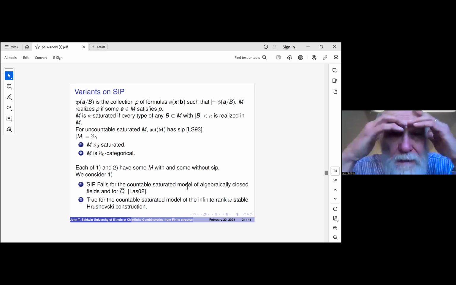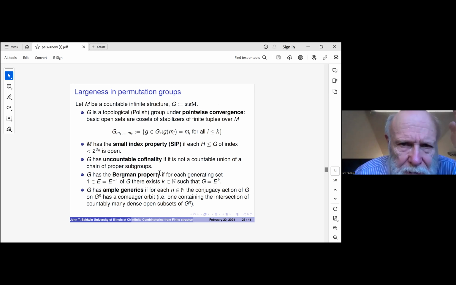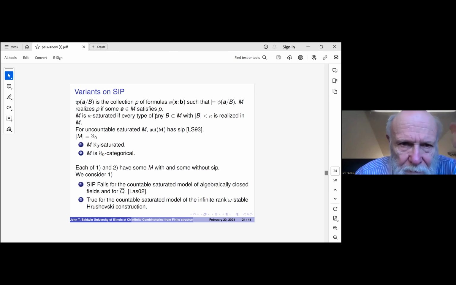Okay, so there's a little subtlety here. Peter was talking basically about the countable case. You can make the same notion for uncountable structures. So here I finally wrote down the definition of a type. The type of A over B is the collection P of formulas phi of x, B such that phi is true of A and B in some model M. And M realizes P if there's something that satisfies it. M is kappa saturated if every type over any B contained in M with cardinality of B less than kappa is realized in M.